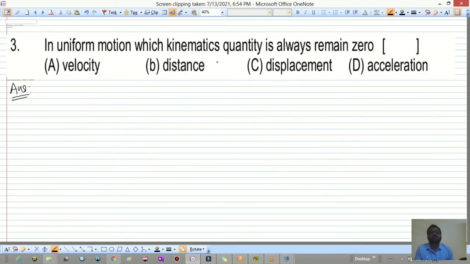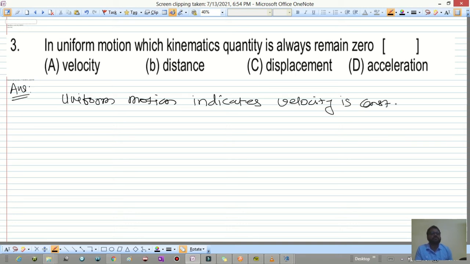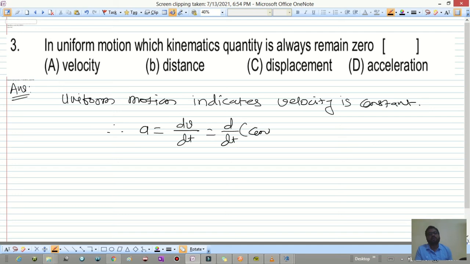Next, in uniform motion, which kinematic quantity always remains the same? Uniform motion indicates velocity is constant. Therefore, what about the acceleration? It is the rate of change of velocity. So it is d by dt of a constant, which indicates it is 0 meter per second squared. So yes, acceleration is 0.